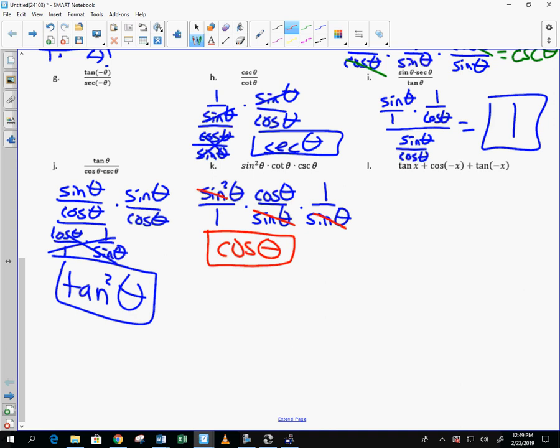You guys are doing well. We're still on level 1 problems. There's level 1, 2, 3, and 4, and we're still in the level 1 realm. We're going to see level 2 here in a second. But the last one, letter L, this is tangent of x. What happens to cosine of negative x? Cosine of positive x, good. And what happens to tangent of negative x? The tangent is negative, so it's minus tangent of x.